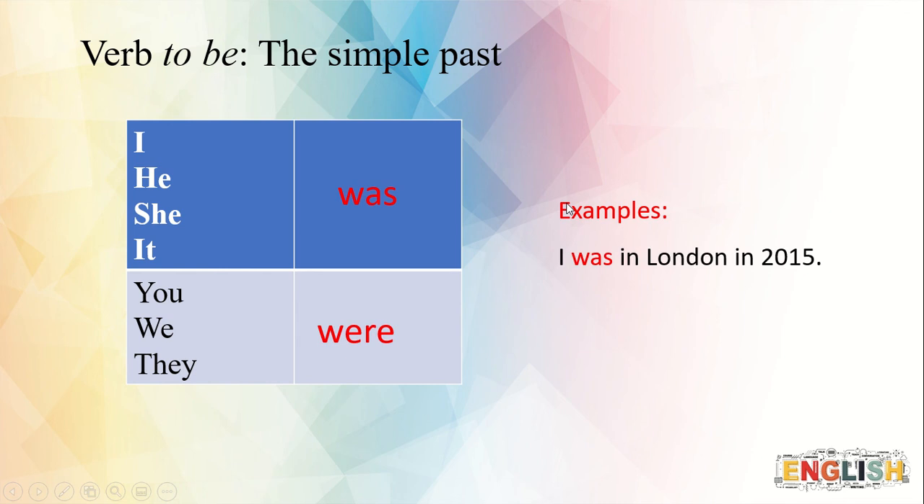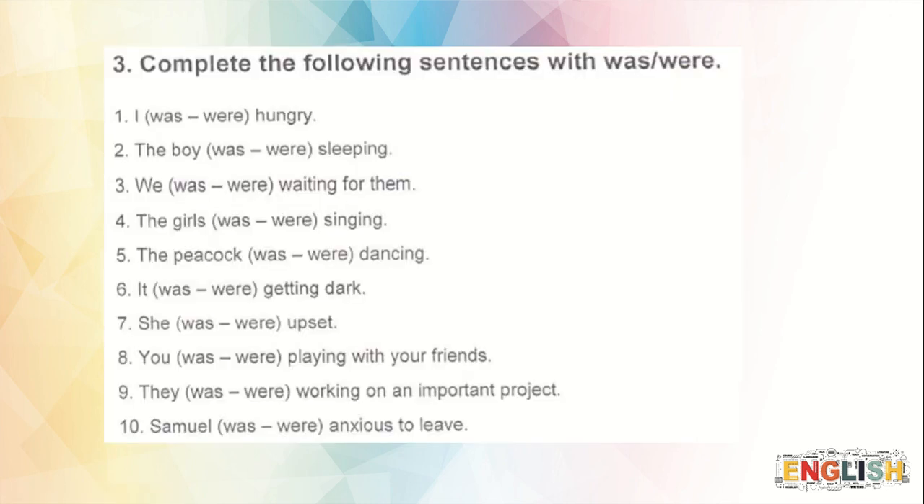Examples. I was in London in 2015. You were a student. Great. Let's try the exercise. Complete the following sentences with was or were. So we have in the bracket here, we choose one of these. So we'll do 1 and 2 together and you do the rest.